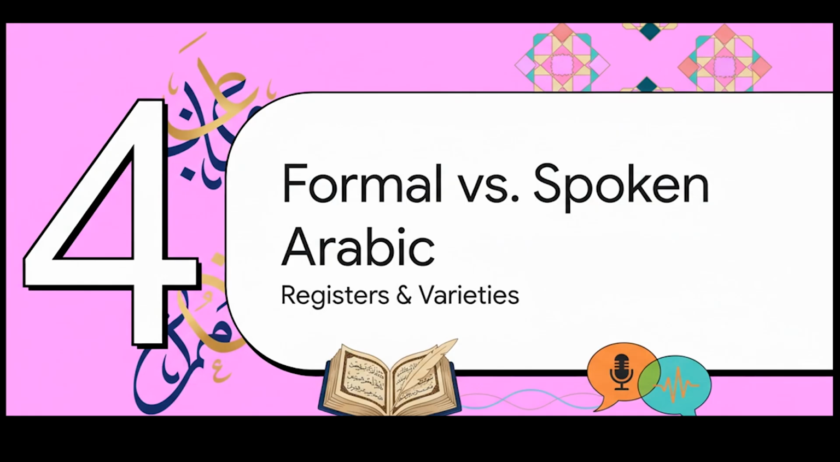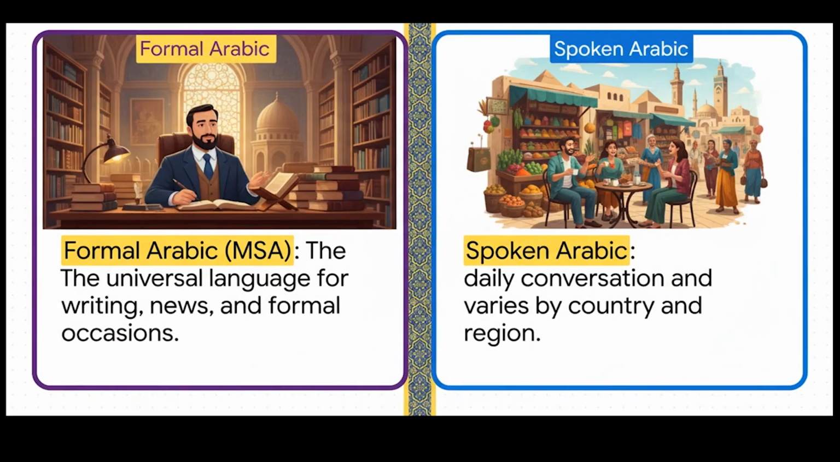Okay, so we've covered the mechanics of writing. Let's switch gears and talk about the culture of speaking. It is absolutely essential to know that Arabic isn't just one monolithic thing. It exists in different forms, or what linguists call registers. You're basically going to be dealing with 2 different kinds of Arabic. On one side, you have formal Arabic, often called Modern Standard Arabic, or MSA. That's the language you'll see in books, on the news, and in formal speeches across the entire Arab world.